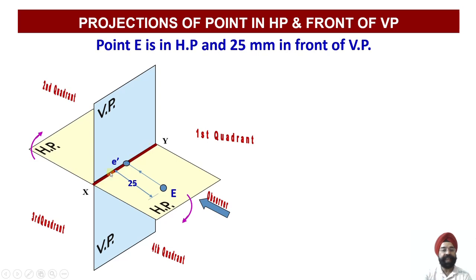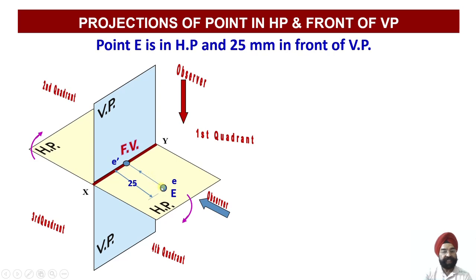So whatever this XY reference line is there, because this point was lying on HP, so on HP means on the XY reference line. So I obtain the E dash point, that is the front view on the XY line. Now let us draw the projection of this point as the observer is looking from the top. As the observer is looking from the top, the rays of sight will be falling over here, and again this point's projection will lie right away at this particular location on the HP.